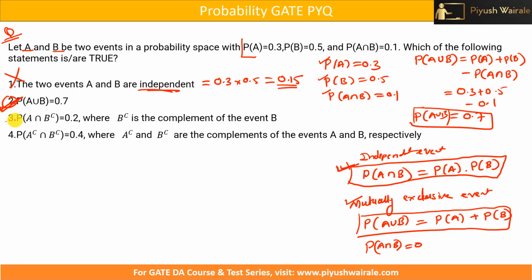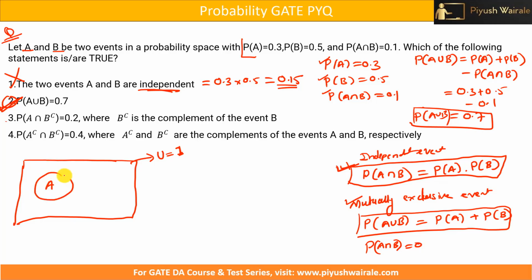Now what about option number 3? Probability of A intersection B complement. If you observe what we discussed in the previous video by using a Venn diagram, let's draw a Venn diagram here. So this is the universal set having value equal to 1. Now I have event A like this, I have event B like this. And A union B is this entire thing, A plus this particular thing.